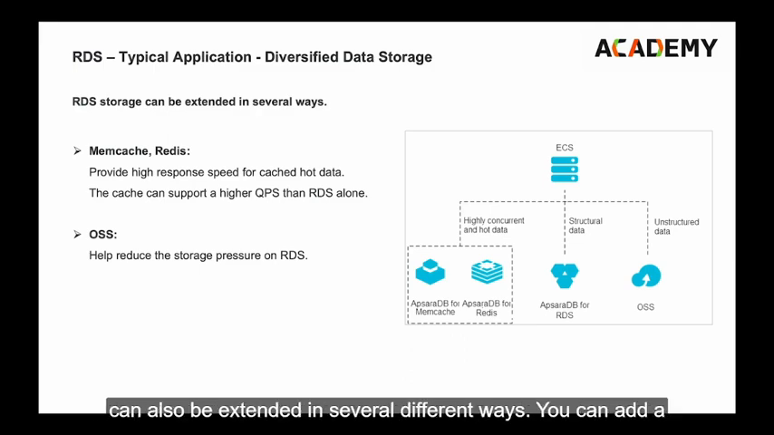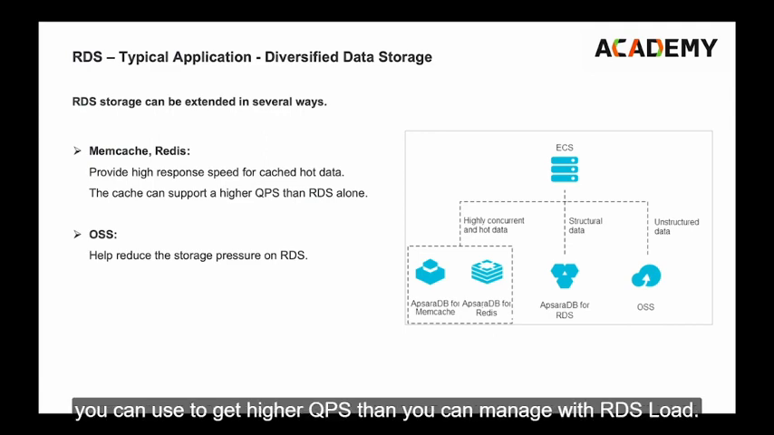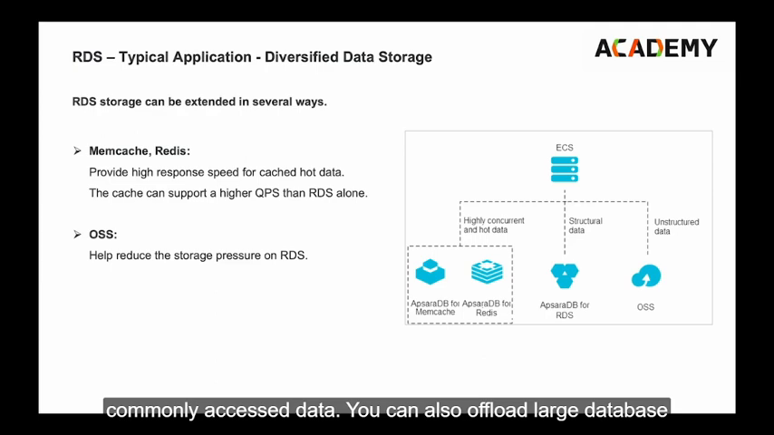RDS storage can also be extended in several different ways. You can add a cache layer. We have managed Memcache and Redis services which you can use to get higher QPS than you could manage with RDS alone. These provide high performance responses to database queries for commonly accessed data. You can also offload large database items, like say user photographs from an online forum, and store them in OSS to take pressure off of your RDS instance. So large items in your database could potentially be moved to another service like OSS.